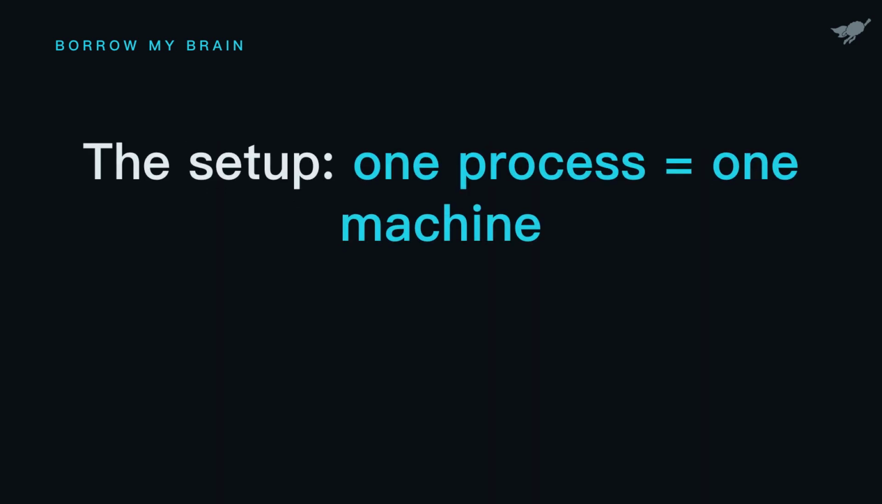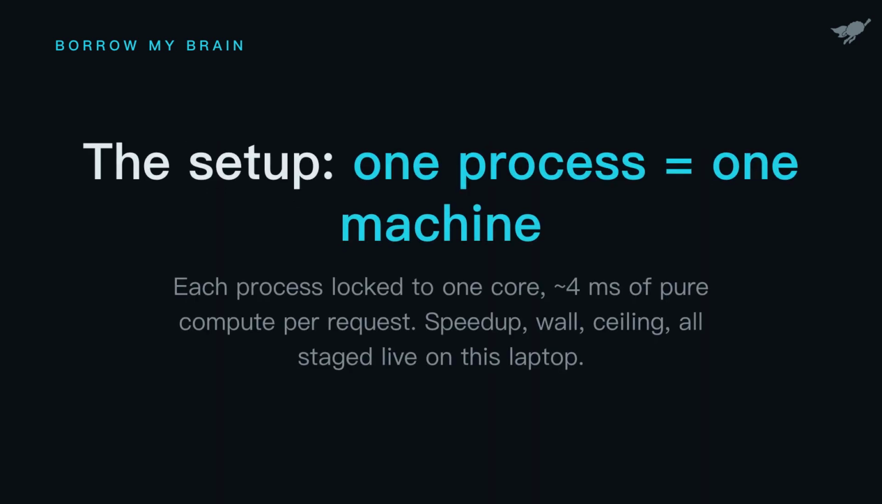So I built one deliberate trick into today's load test. I shrank one machine down into one process. Each process is locked to one core, and every request burns a little over 4 milliseconds of pure computation. That way, the speedup curve, the wall, the ceiling, every bit of it can be staged live on this laptop. The logic is identical to a real data center. We just swapped machines for processes.